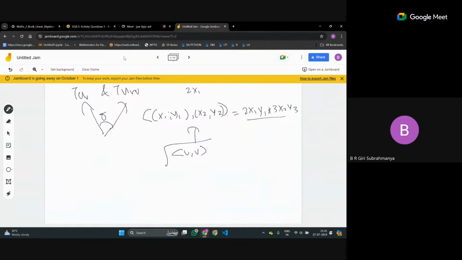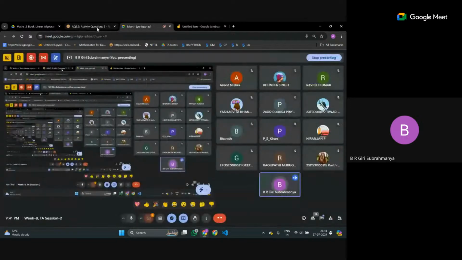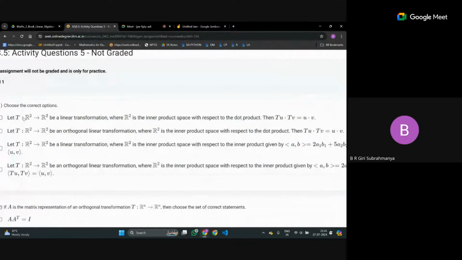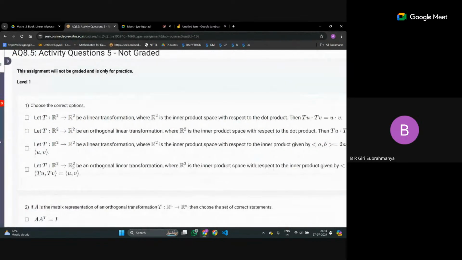So with this, can we go to the questions? Hopefully, we can go. The first thing: the linear transformation for everything is going to be from R2 to R2, for all the 4 options.